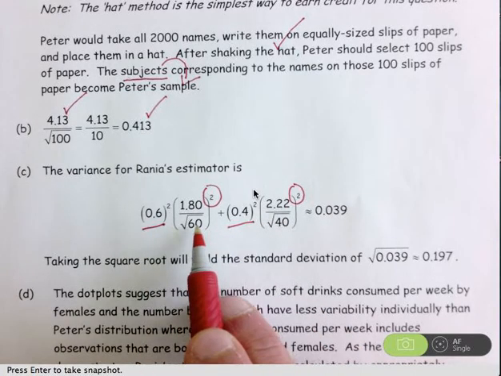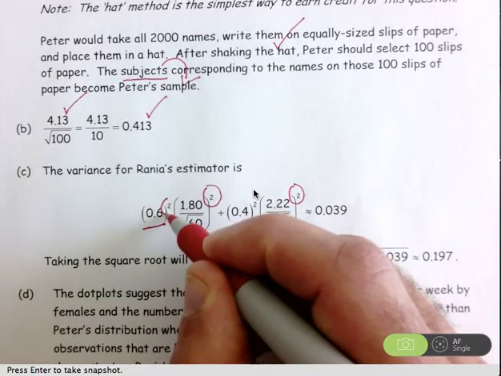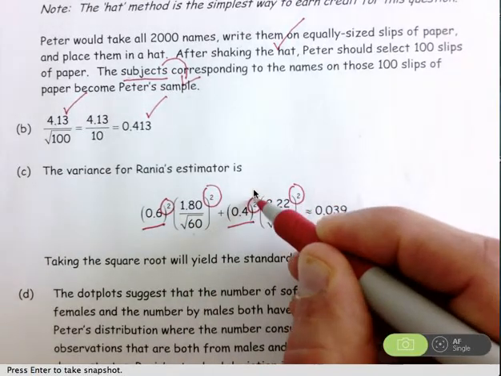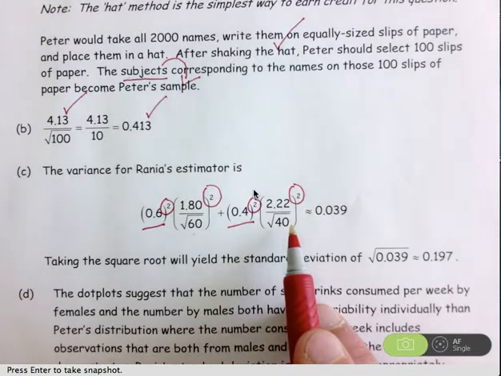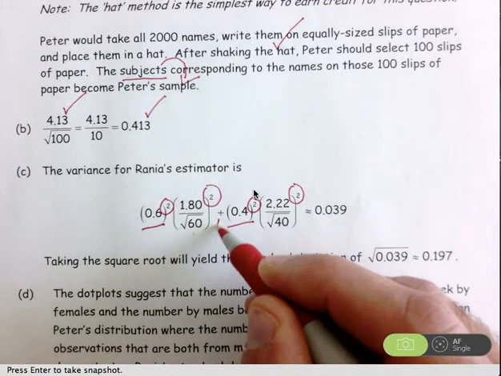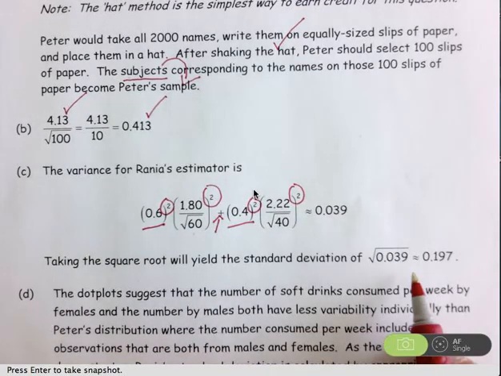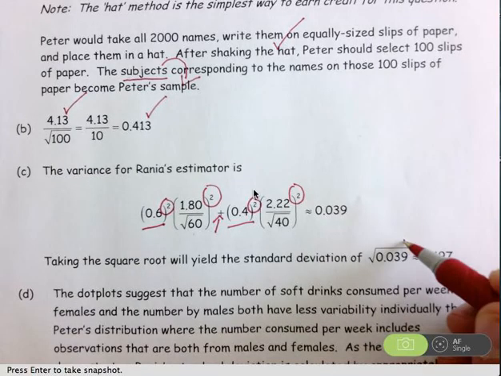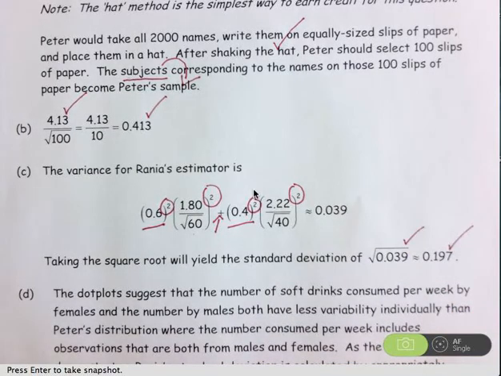But be careful, the variances are squared quantities, so the weights also have to be squared. Of course, we're assuming these groups are independent of one another so that we can actually add the variances, and then you can finally take the square root in order to get your estimate of approximately 0.197.